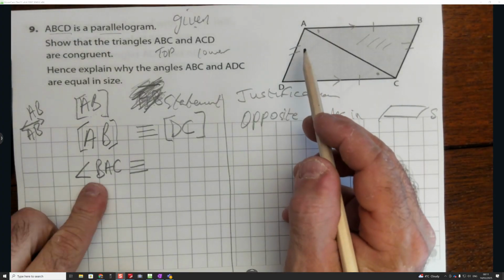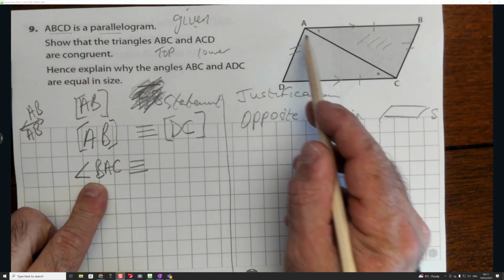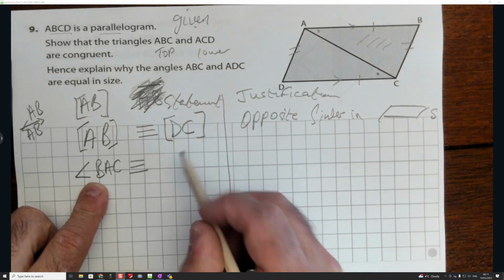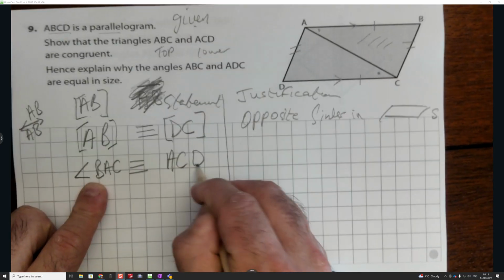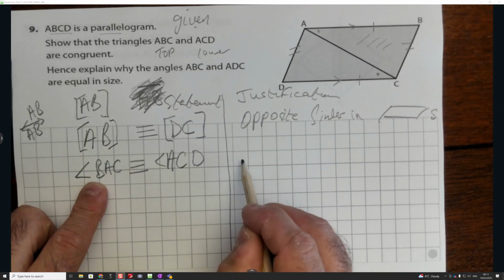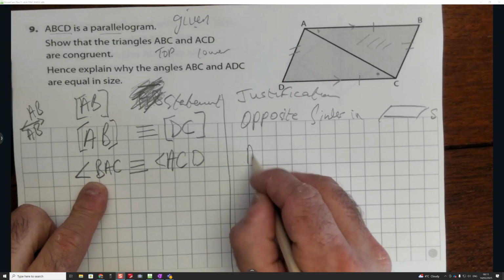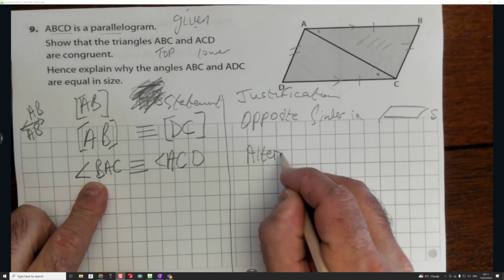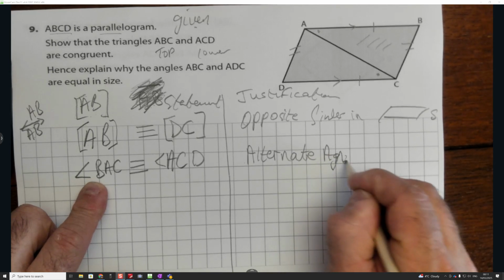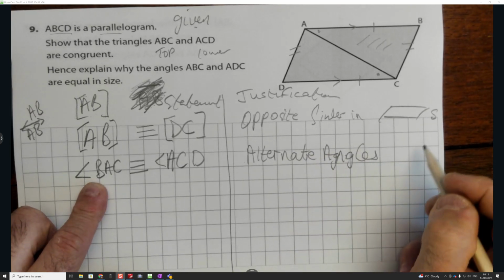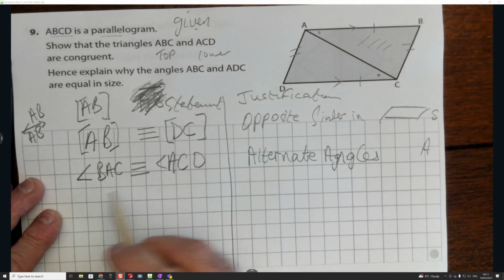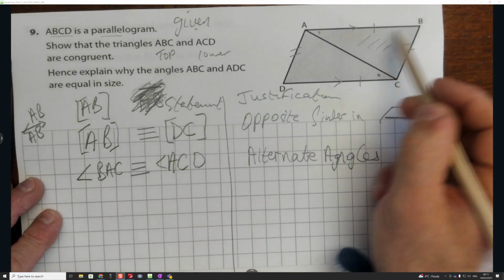So the angle here is equal to the angle here. Now be careful how you go around it. C has to be in the middle. ACD. Okay, so these are equal. Justification, alternate angles. Okay, and that's an angle condition, an angle congruency. And on we go now to, so we've done this one.